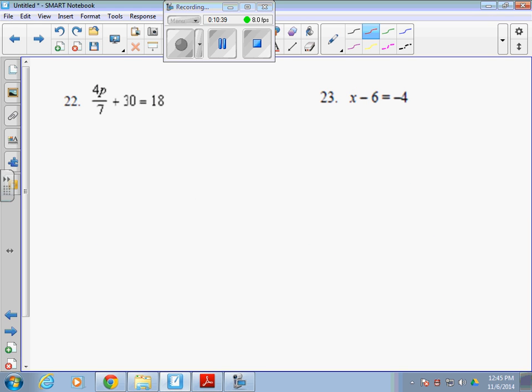4p over 7 plus 30 equals 18. Undo the plus 30 by subtracting 30 on both sides. If you do it there, do it here. 18 minus 30, you got to subtract them. We know 30 minus 18 is going to be 12, and you got to keep that negative since 30 is the bigger absolute value. So right now you have 4 times p over 7 equals negative 12.